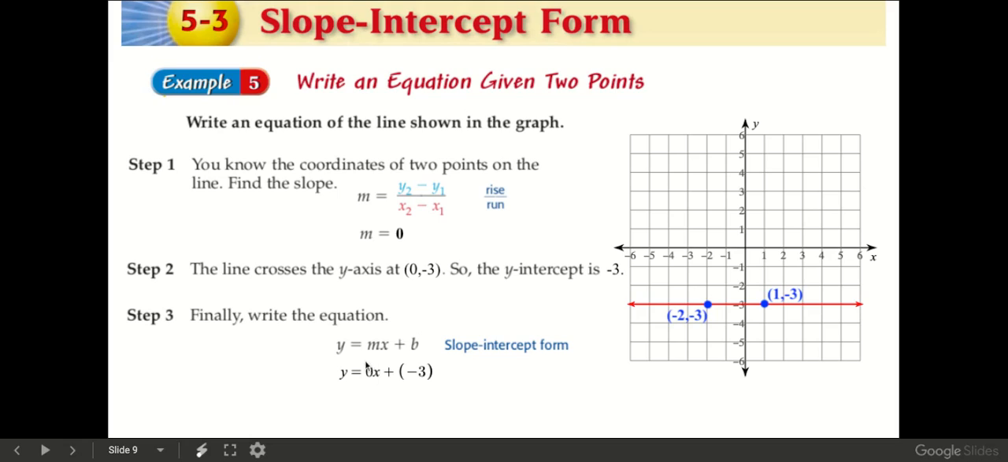Well, I would want to make sure I simplify this. What is 0 times anything? 0 times anything is 0, so 0 times x is 0. And then 0 plus -3 would just be -3. So the equation of a horizontal line, a flat horizontal line, would be y equals -3. Y equals its y-intercept. So this would be the equation to this line.